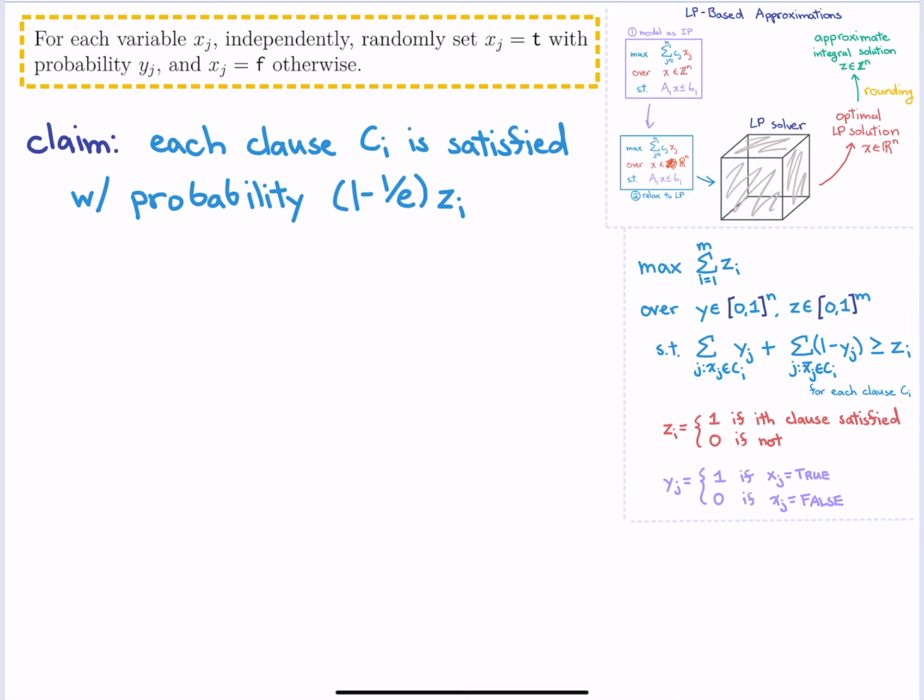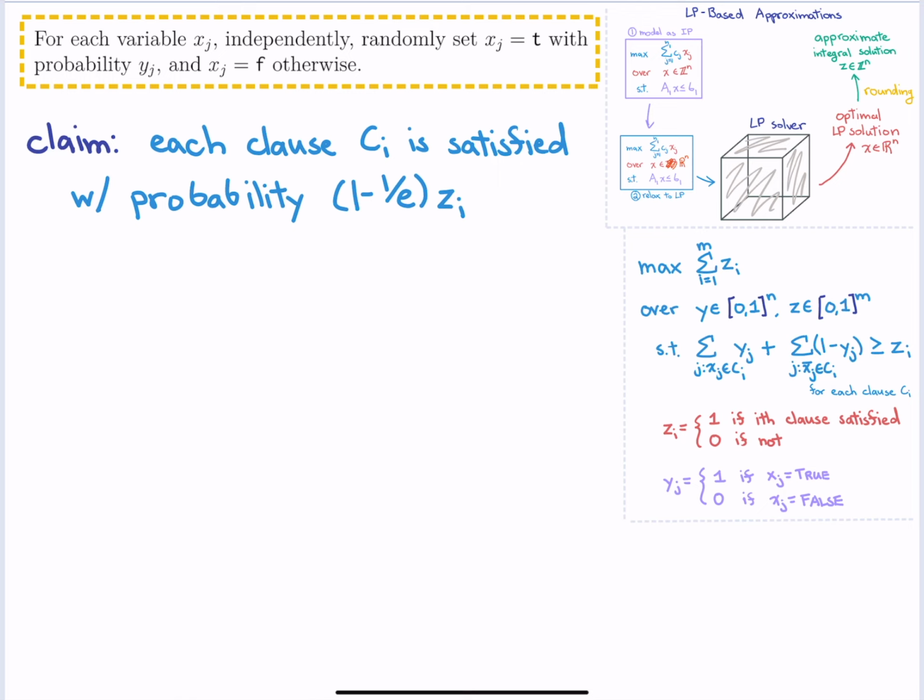So for some particular clause Ci, the claim is that it's satisfied with probability at least 1 minus 1 over e times Zi. The constant 1 minus 1 over e will come up kind of randomly in our calculations. But I think the most interesting thing is the fact that the Zi is there, right? Our LP is saying we fractionally satisfy the clause Zi times or something, and we don't quite get that. We lose a little bit. 1 minus 1 over e is like 0.68 or something like that. But it's something proportional to Zi, right? That's, I think, the real point of interest.